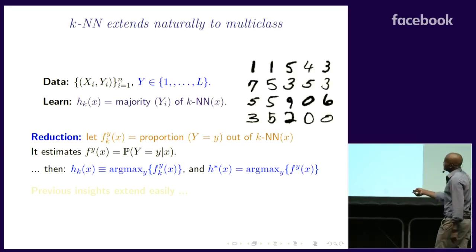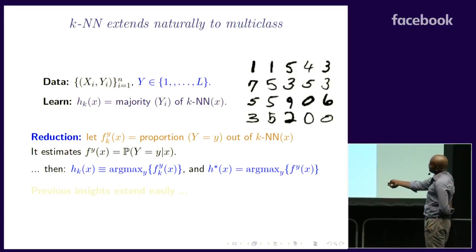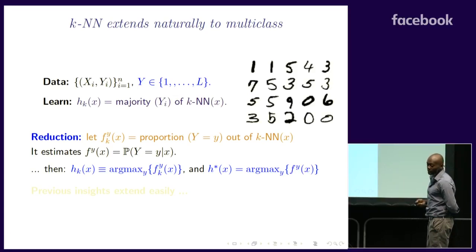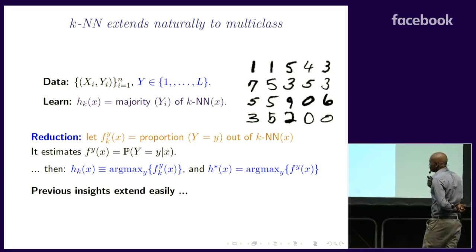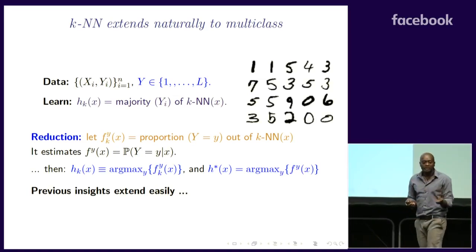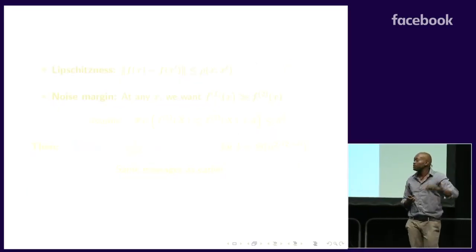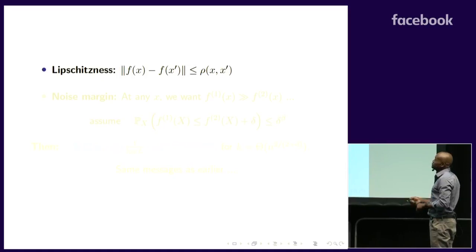And you can quickly see that the best possible classifier just maximizes this function. It picks the label corresponding to the highest likelihood class, right? And h_k of x can be seen quickly to be exactly this. It just maximizes f_k(y) of x. So the same type of reduction is possible in multi-class classification. Previous insights will extend. Now we have to redefine the notion of margin. That's the only thing we essentially have to do.